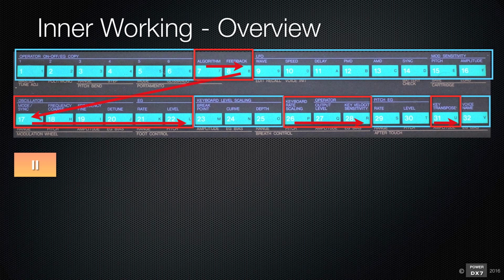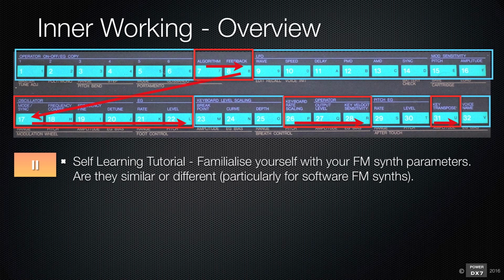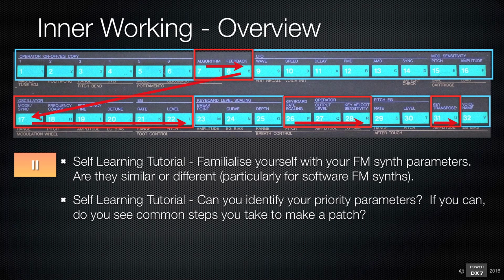You can pause here and do self-learning tutorials. If you are still new to the DX series synthesizers or software FM synthesizers, now it's a good time to familiarize yourself with your FM synthesizer's parameters. Are they similar or different to the DX7? Software FM synthesizers are likely to have additional parameters, so you should at least know what they are. Once you learn about each parameter, can you identify your priority parameters? If yes, do you see common steps you take to make a patch?